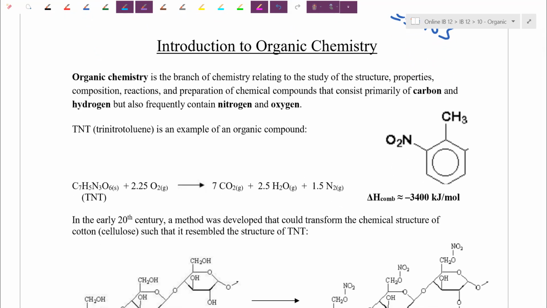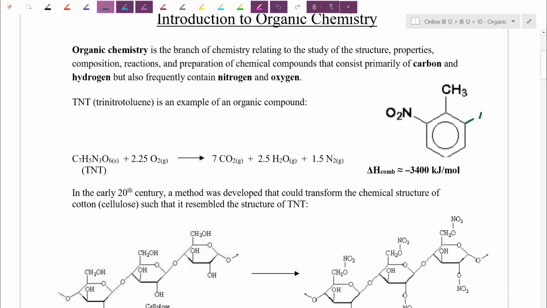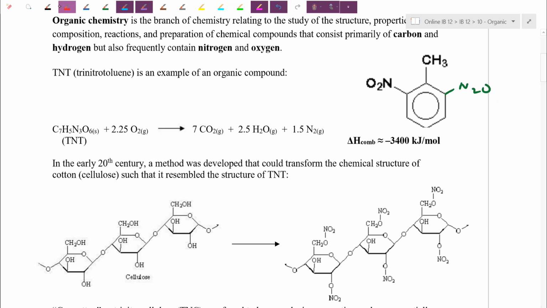Organic chemistry is a branch of chemistry that's related to the structure, composition, reactions. Primarily, it is going to be carbon and hydrogen, but it frequently does contain other elements as well. So this is TNT, used as an explosive. Trinitrotoluene here. Hopefully your pictures show up a little bit better. So this is actually based off a benzene ring. We talked about benzene having resonance. That's why we have this sort of electron delocalization.